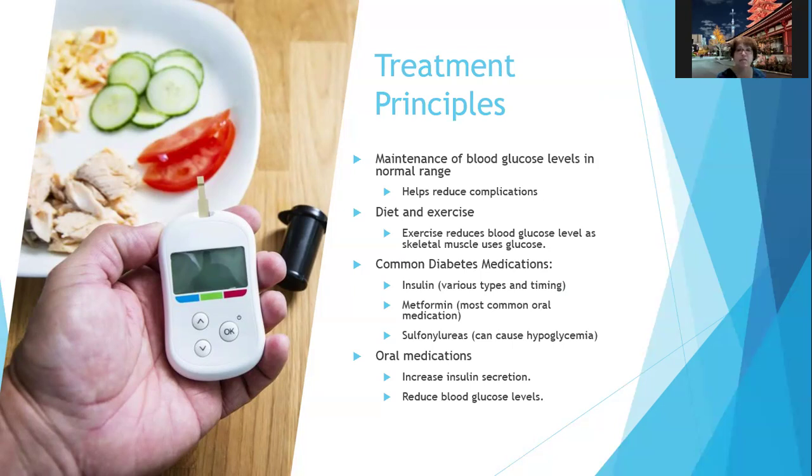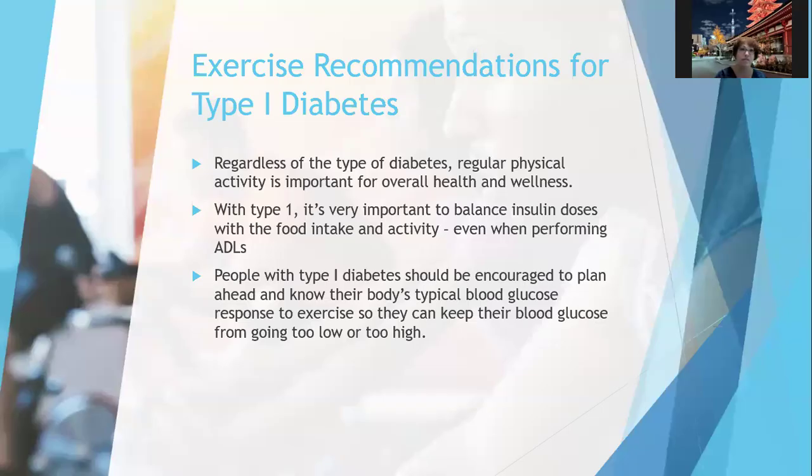Common diabetes medications include insulin, various types and timing. Some of them are long-lasting, some of them are fast-acting. Metformin is the most common oral medication, and sulfonylureas are a common oral medication that can sometimes cause hypoglycemia. Oral medications increase insulin secretion and reduce blood glucose levels. So that's for type 2 diabetes because you can't increase insulin secretion with type 1 diabetes because you don't have the proper cells to do that. So you need to replace insulin.